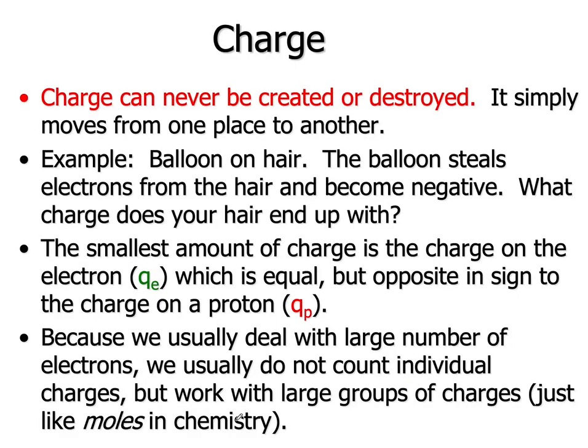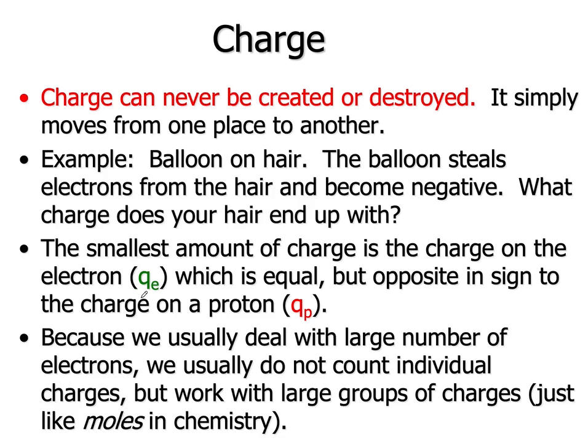Just again, quick reminders beforehand: charge can never be created or destroyed. It simply moves from place to place, and most of the time that's electrons. Except in chemical reactions, sometimes you can have protons, H plus ions moving around, or other larger ions. Balloon on hair, yep, we already talked about it: the balloon steals electrons from the hair and becomes negative. What charge does your hair end up with? Positive, a deficit of electrons.